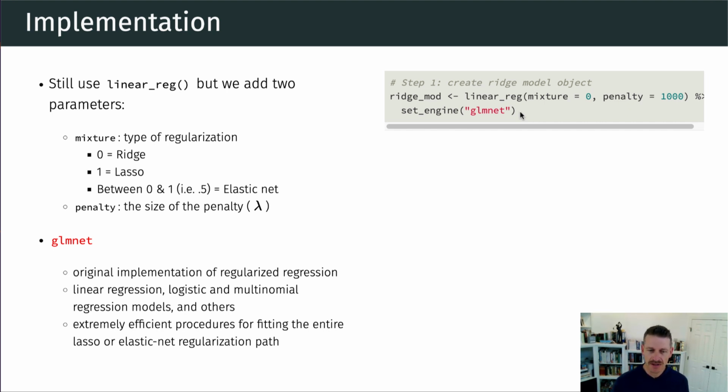And glmnet is extremely efficient in fitting what we call the entire lasso or elastic net regularization path. The procedure to compute the regularized parameters can be quite costly, and glmnet is very efficient. So you will almost always see glmnet be the preferred engine we want to use for doing regularized regression models. All right, so we have our linear regression model now where we've added our mixture, our type of penalty, which is ridge, lasso, or elastic net, and then the size of the penalty, which is equal to that lambda.